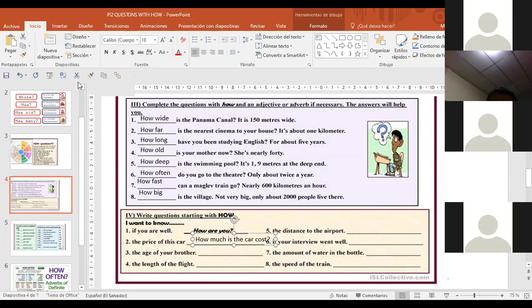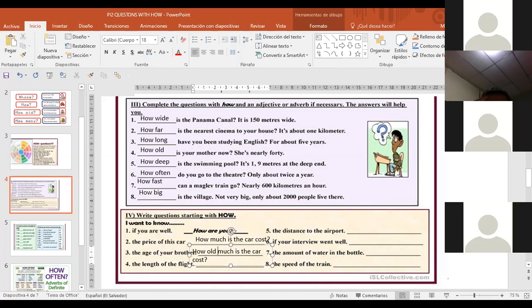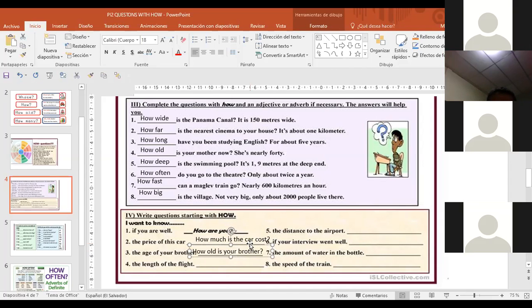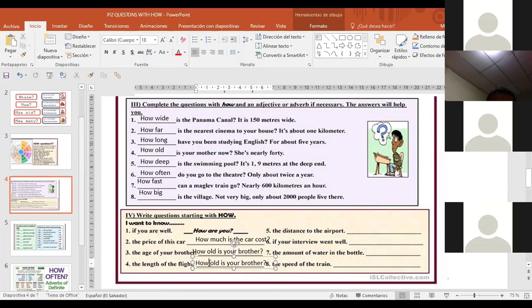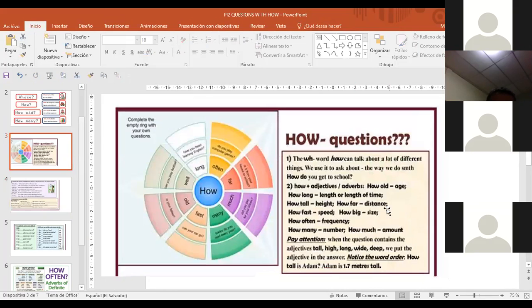Okay, number 3, the age of your brother. So how old is your brother? Okay, very good. And what about number 4? The length of the flight. When we talk about length, we say how far, because we are talking about distance, okay? How far?